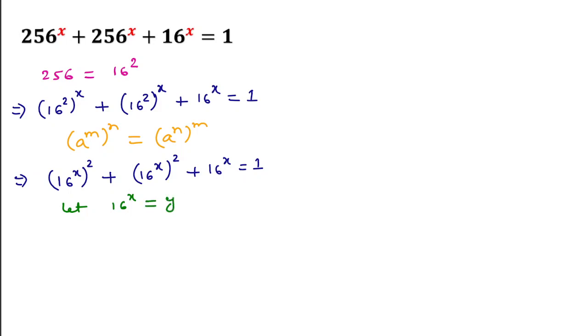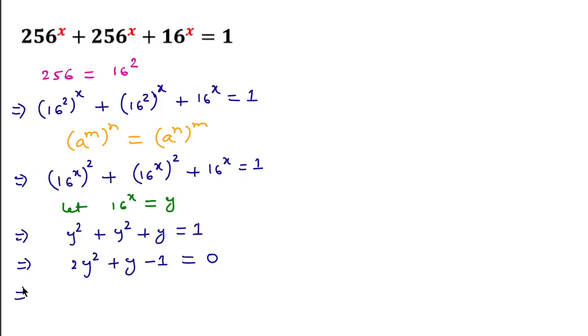y. So we can write here y square plus y square plus y equal to 1, and y square plus y square gets 2y square plus y, and send this 1 to left side, then this will become minus 1 which is equal to 0, and we can write after that 2y square, y can be written as plus 2y minus y, and minus 1 equal to 0. Actually I am changing this y as 2y minus y.